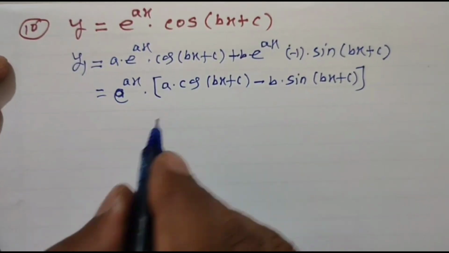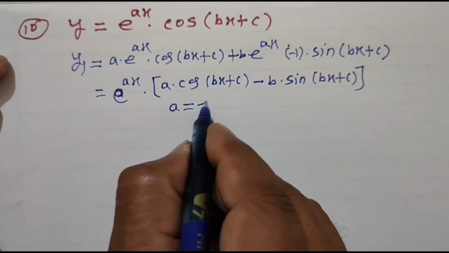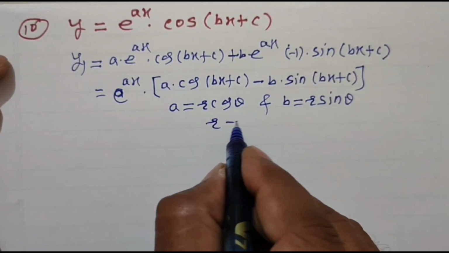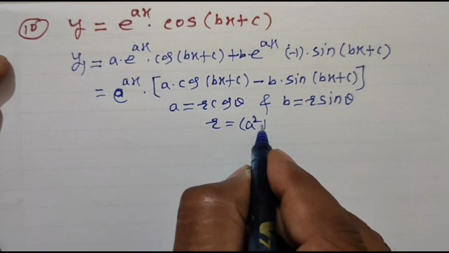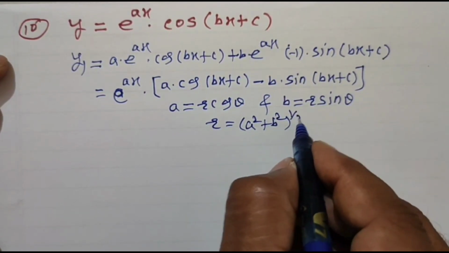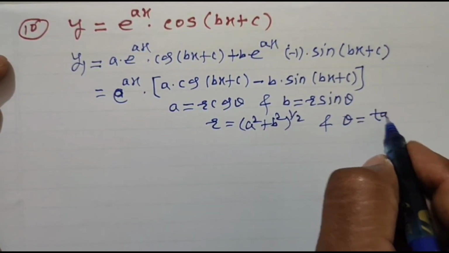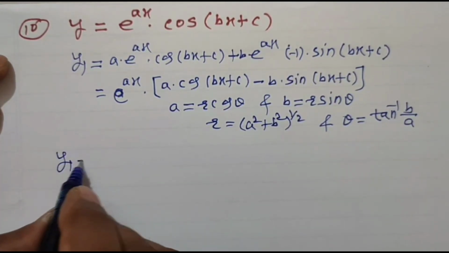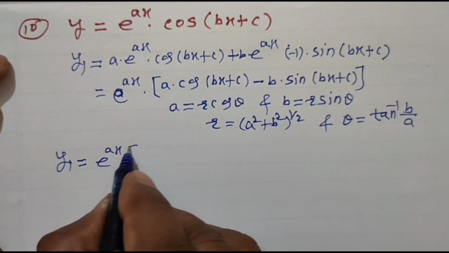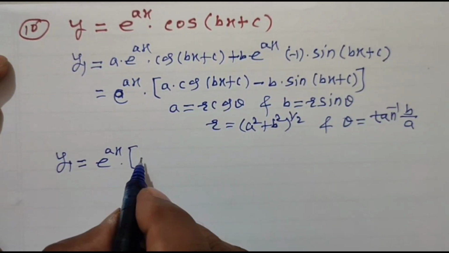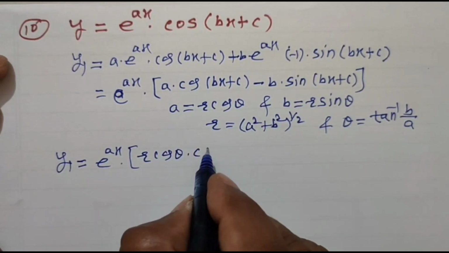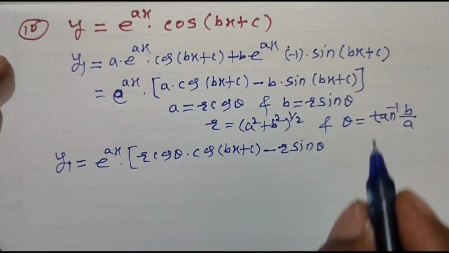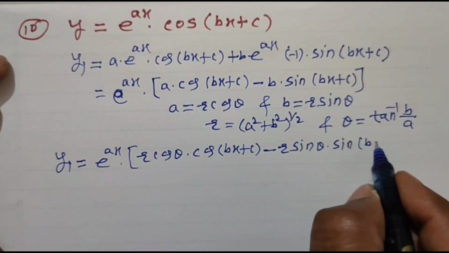Again here also we have to replace a by r cos theta and b by r sin theta. That means r is equal to square root of a square plus b square, that is (a square plus b square) to the power half, and theta is equal to tan inverse b upon a. So y1 can be written as y1 is equal to e to the power ax into bracket, a we are replacing by r cos theta into cos of bx plus c, minus r sin theta, b we are replacing by r sin theta, into sine of bx plus c.